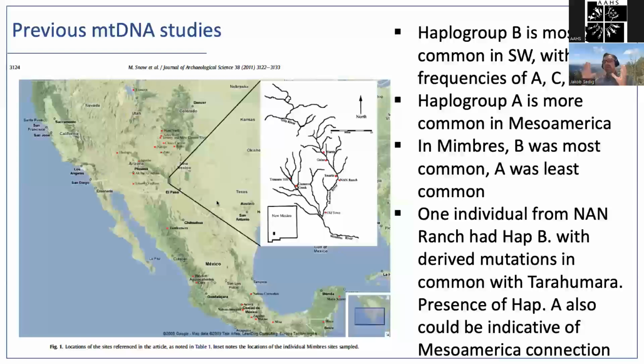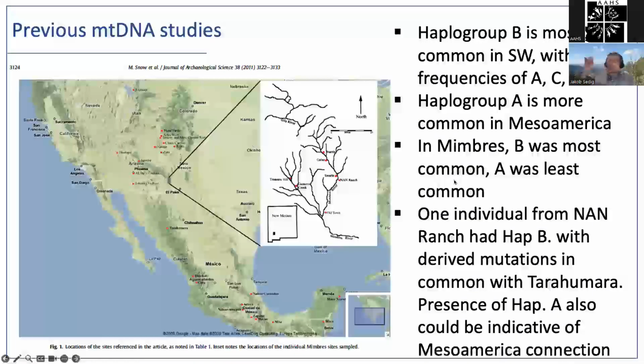So we divide mitochondrial DNA into what we call haplogroups, which is basically a way of grouping all the different variants within those 12,000 base pairs in the mitochondrial DNA I was talking about. And we know from various studies of modern mitochondrial DNA that haplogroup B is the most common in the US Southwest, and there's lower frequencies of haplogroups A, C, and D. Haplogroup A in particular is more common in Mesoamerica. And when I say Mesoamerica, I basically mean south of Chihuahua and Sonora, especially as we get into Morelia and central Mexico. We see an increase in haplogroup A and a decrease in haplogroup B.